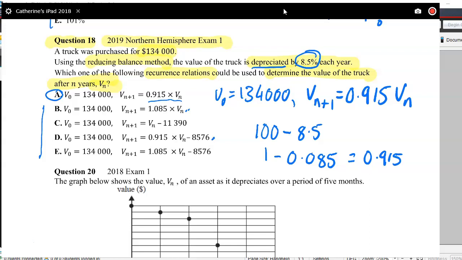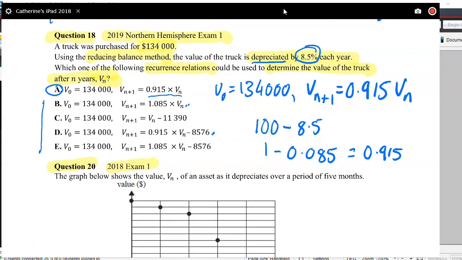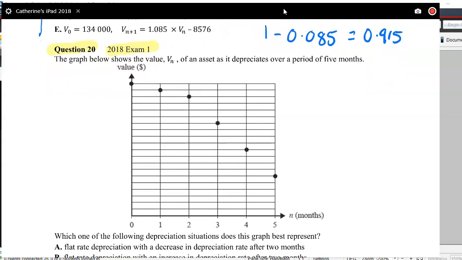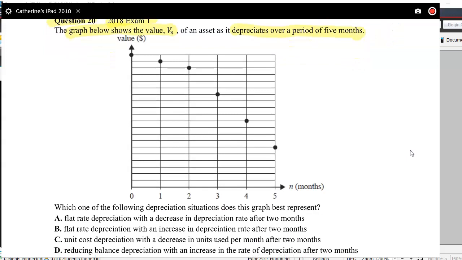Okay, here's an interesting one. Question 20 from the 2018 exam. Again, multiple choice. The graph below shows the value Vn of an asset as it depreciates over a period of 5 months. So we can see the value going down and the months. Which one of the following depreciation situations does this graph best represent?